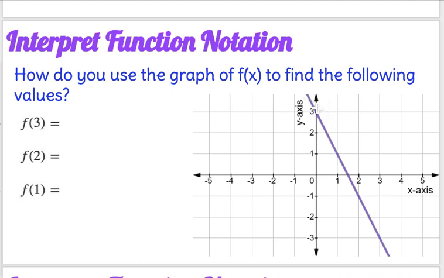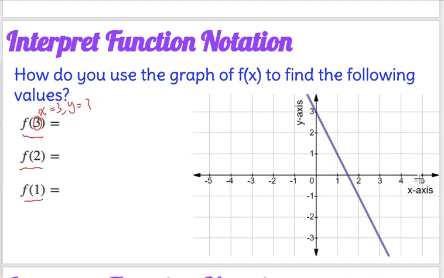We see a linear function here. The graph is in purple, and we are going to look for what is f of 3, f of 2, f of 1. So for certain values, as we mentioned before, when we see the function notation, the inside part is x. So this question is asking us, when x equals 3, what is y?